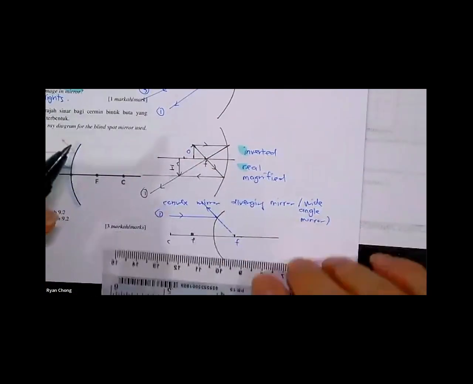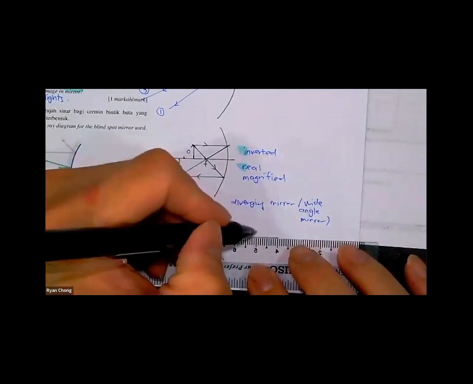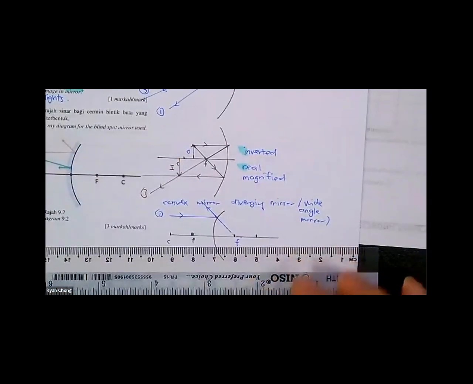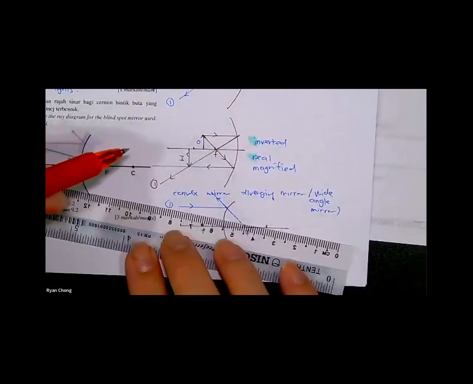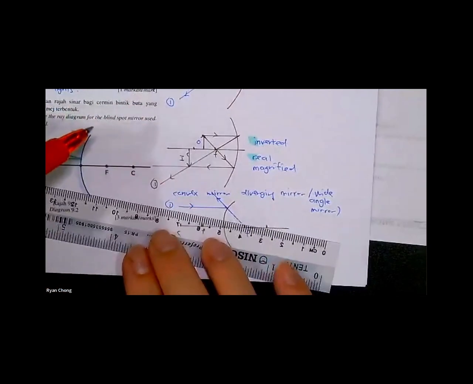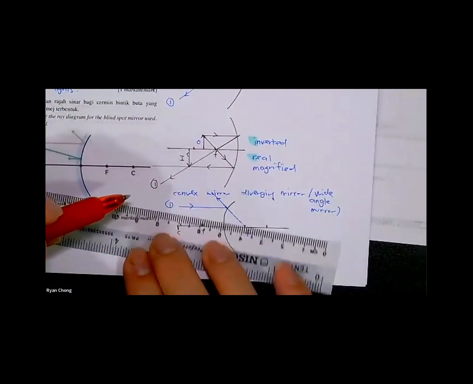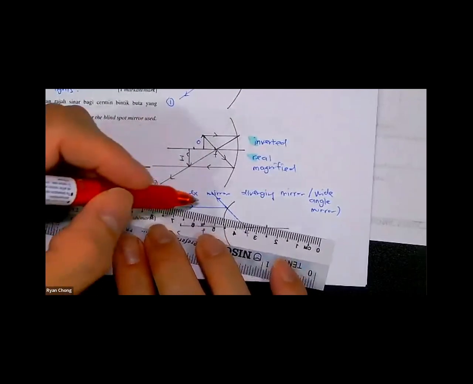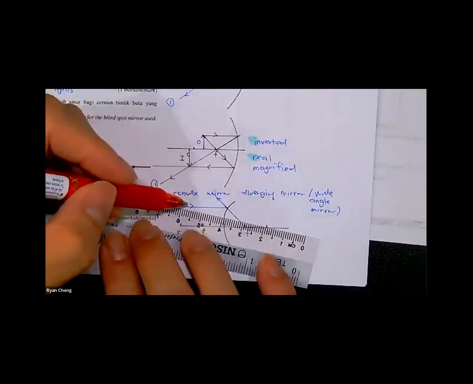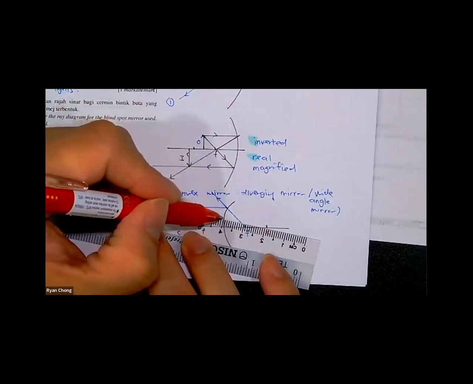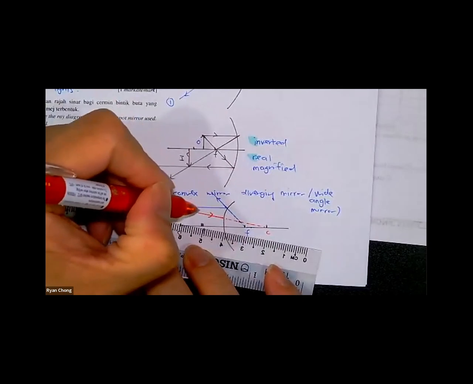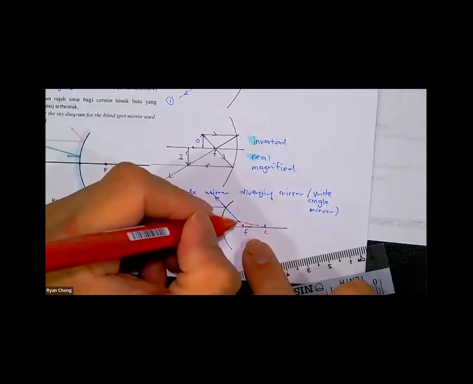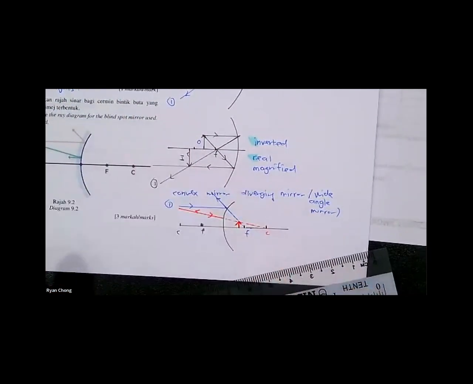I forgot to label one more point. Then line 3, the second line. You just point to the center. Here is the center. You just point to the center, and then reflect back on the same line. So here is the image formation.